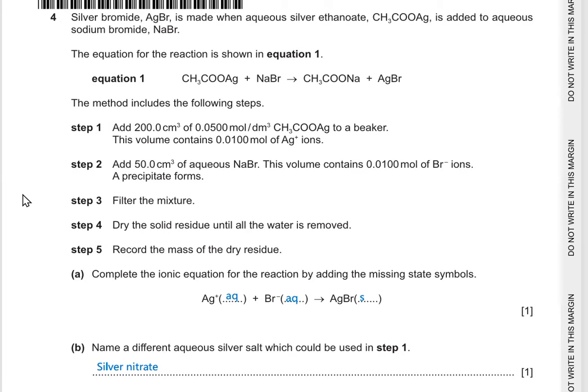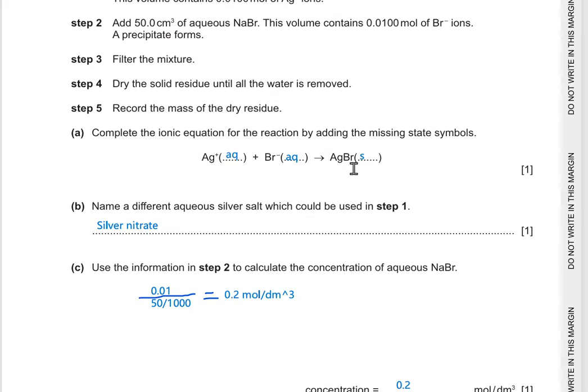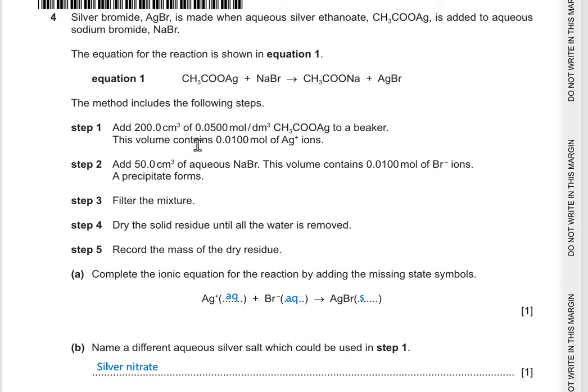Alright, they show us the equation for the reaction, which is CH3COOAg plus NaBr equals CH3COONa plus AgBr. It says that they added a specific volume of silver ethanoate to the beaker. We know that silver ethanoate is aqueous, and they show us the method. Complete the ionic equation for the reaction by adding the missing state symbols. Ag should be aqueous, Br aqueous, they literally said that it is aqueous.